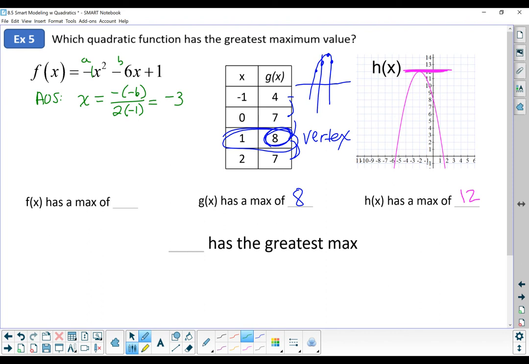Once you know your axis of symmetry, if you're looking for the y value, you have to sub that x value into the equation. We have a negative in our function, and we're subbing in negative 3. You can calculate that in your head if you like to do mental math, or in your calculator. f of negative 3 is equal to 10. So f has a maximum of 10. If we are being asked which of those functions has the greatest max, the answer would be h of x.